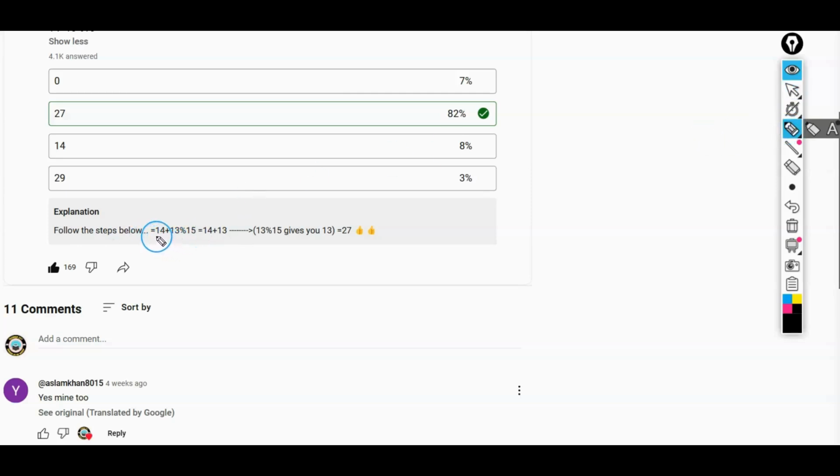See here, 14 plus 13 mod 15. First, what should you do? First you should operate on the precedence. According to the precedence of operators, let us see the precedence now. I'm writing here in the pink color pen. The first precedence goes to parenthesis, and the second precedence goes to the exponentiation symbol. After that you have negative and positive.